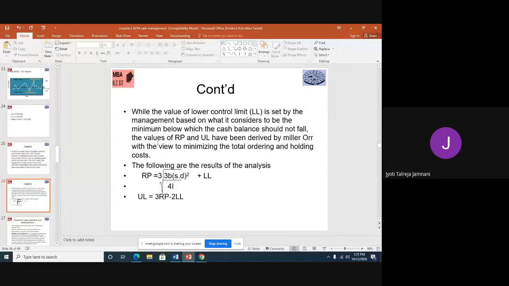SD is the standard deviation, divided by 4i, where I is the interest, plus the lower limit. So first you have to solve that cube root, and then whatever you get, you have to add the lower limit to that. You will get the return point.